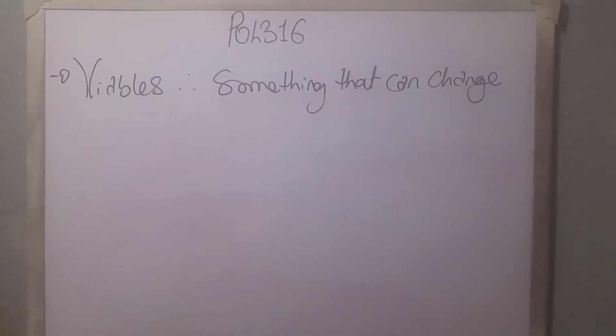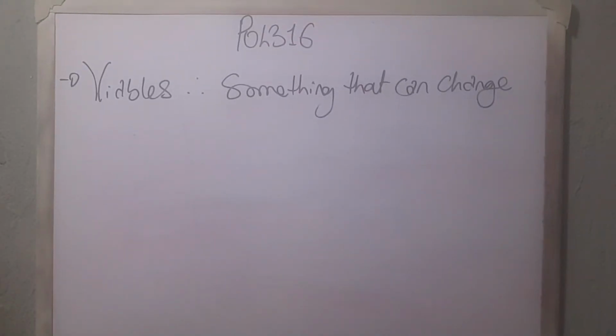Just trying to adjust the camera because I notice it's kind of blurry. So Asika is of the opinion that when we talk about variable, we're referring to a concept to which numerical values can be assigned.